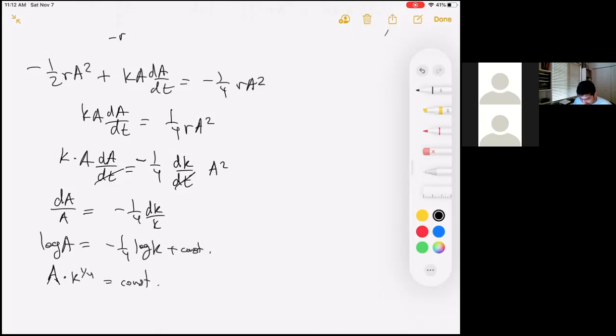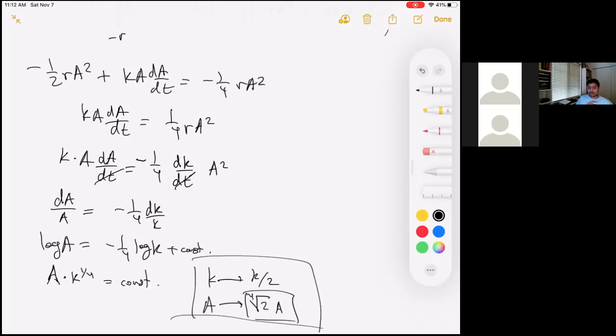So what this implies is that if k goes to k over 2, then the amplitude actually increases, and it increases to the 4th root of 2 times A. So the final answer is the 4th root of 2 times A.